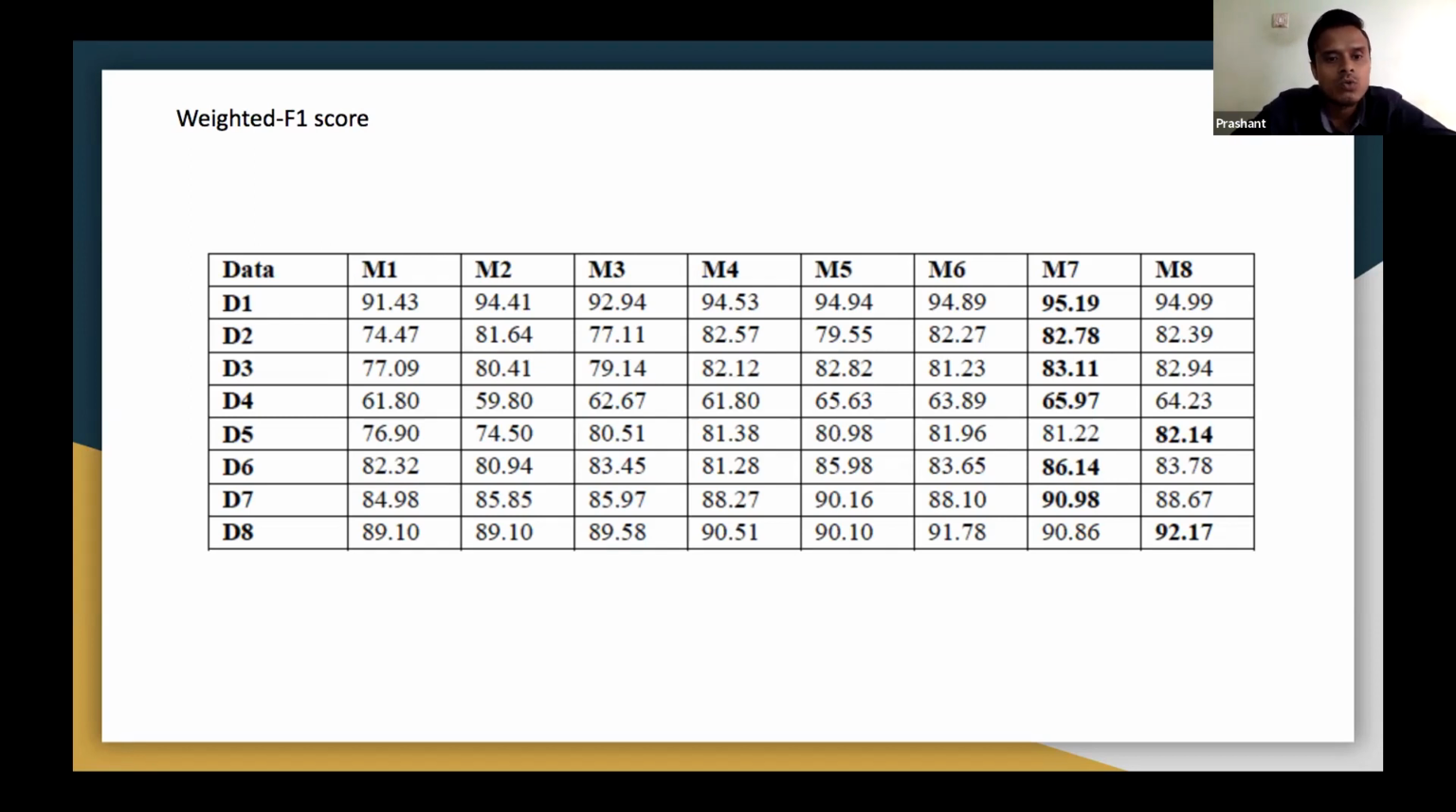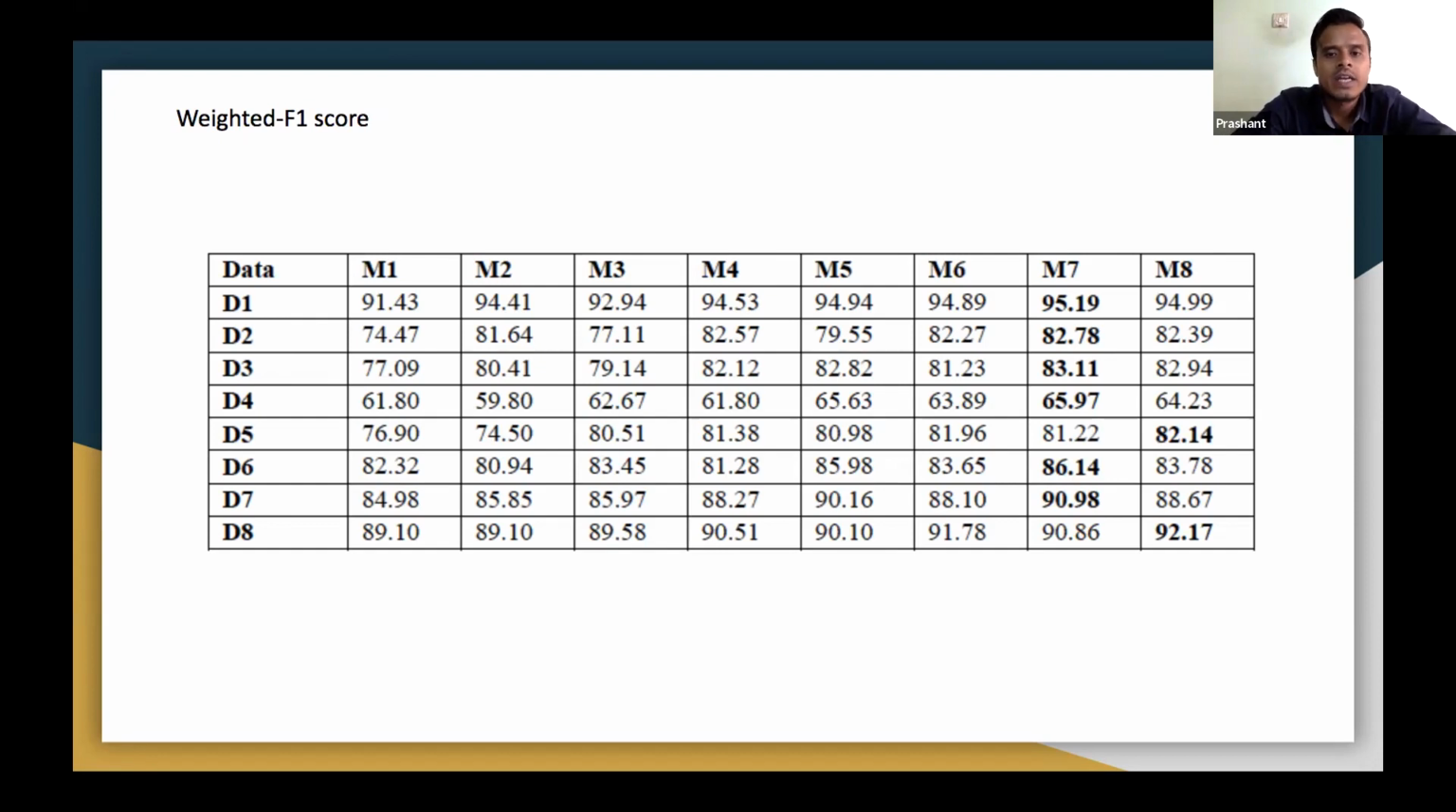Similarly, for dataset 2, comparing M1 and M7, around 8.31% improvement is observed. For D3 also, comparing M1 and M7, 6% improvement is seen. D4 also shows 4% improvement. For D5, comparing M2 and M8, around 7.64% improvement can be seen in F1 score. For D6 also, significant improvement. D7 and D8 also show significant improvement.